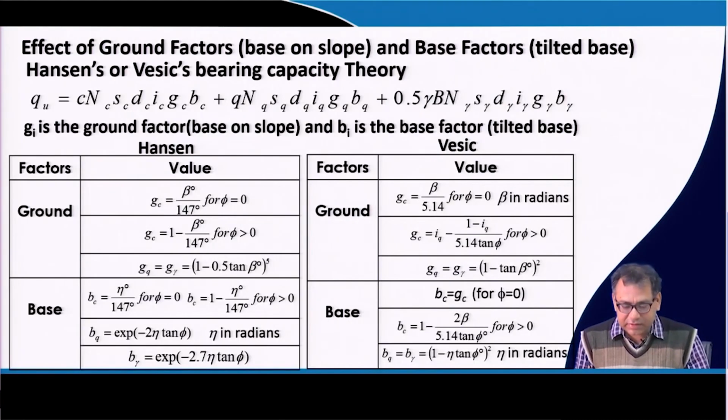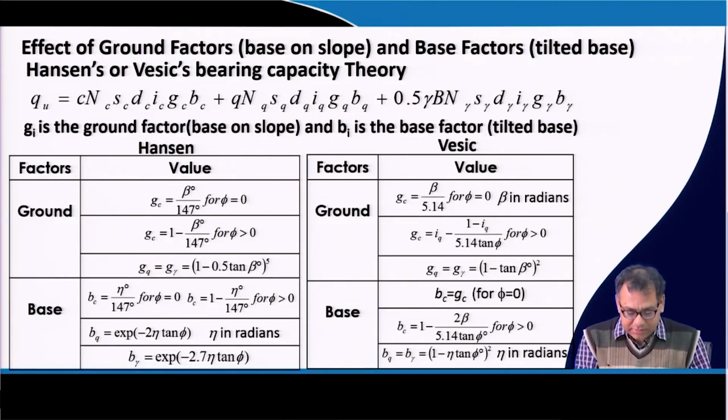And then I have discussed these are the factors, proposed by Hansen and Vesic. These are called the ground factors when the foundation is on the slope, and the base factors if the foundation base is a tilted one. That means G is the ground factor, B is the base factor. These are the values I discussed in my last lecture: the ground factors and base factors proposed by Hansen, and the ground factor and base factors proposed by Vesic.